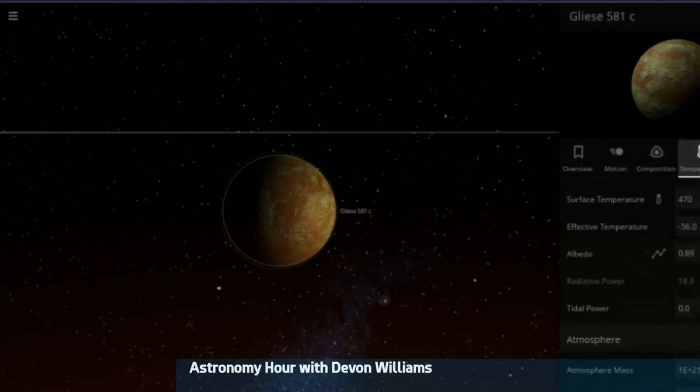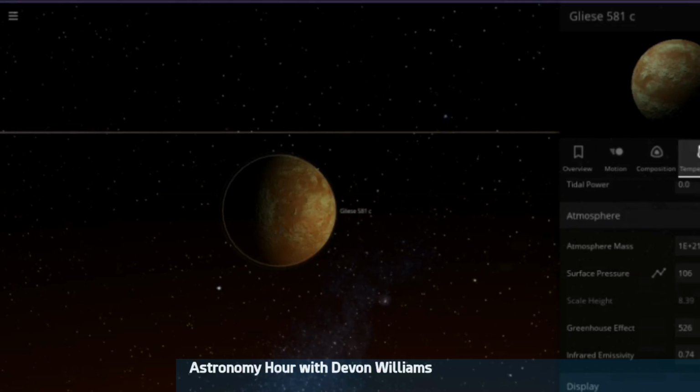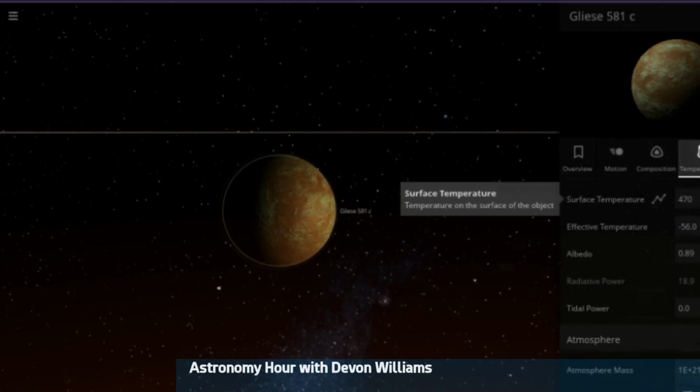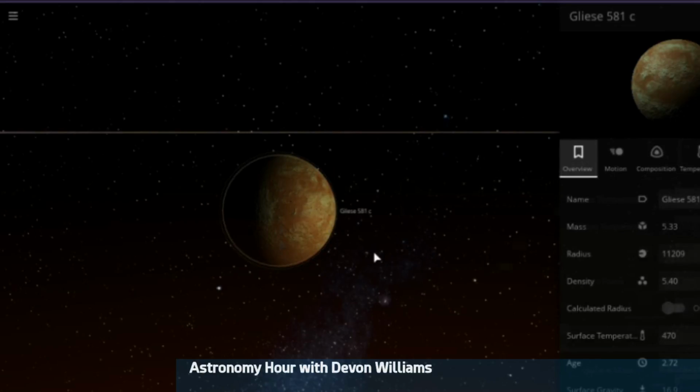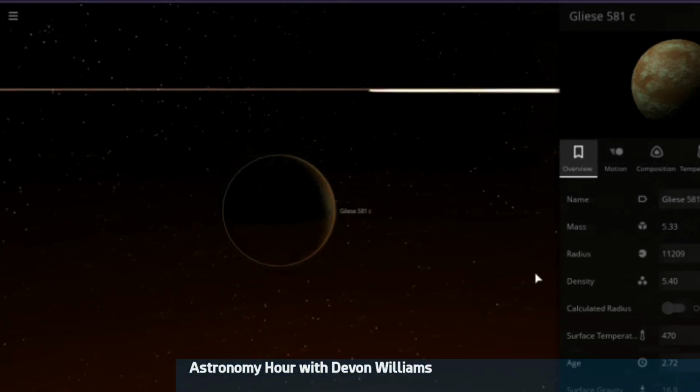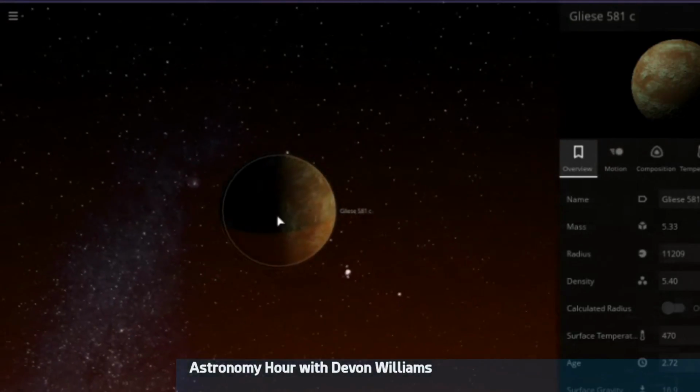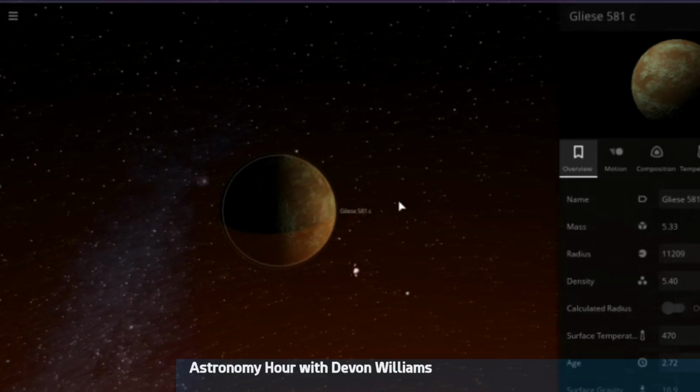So what it would be, again, very reflective cloud tops, pretty much like Venus. It would have an atmospheric pressure of 106 times atmospheric pressure here on Earth, very similar to Venus. And that would create a surface temperature of around 470 degrees Celsius, very similar to Venus. Basically what I'm saying, this is this exoplanet's Venus. And that is really the case because it's 5.3 times the mass of the Earth, which is very, very massive, no doubt about that.